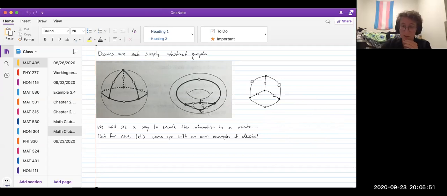Someone asked, can you connect all the vertices of a cube? You can, but you would have to add some. You could try it yourself and see if you're able to work it out in a bicolored way.